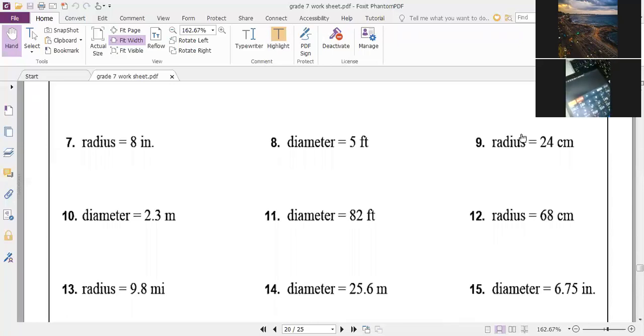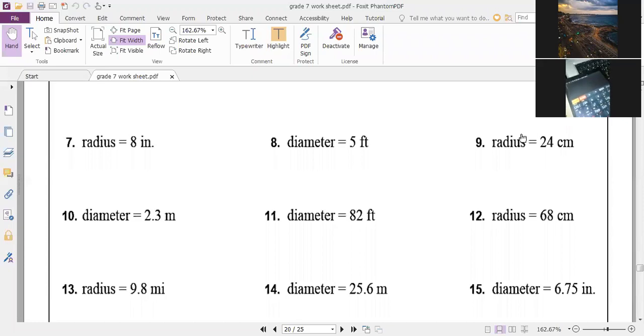So I will write 3.14 times 1.15 squared. The result is equal to 4.15, which means 4.2.